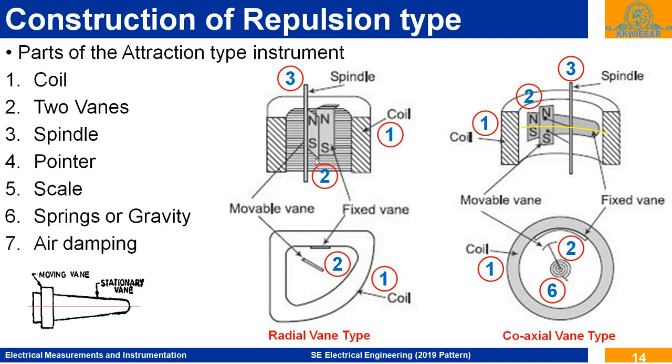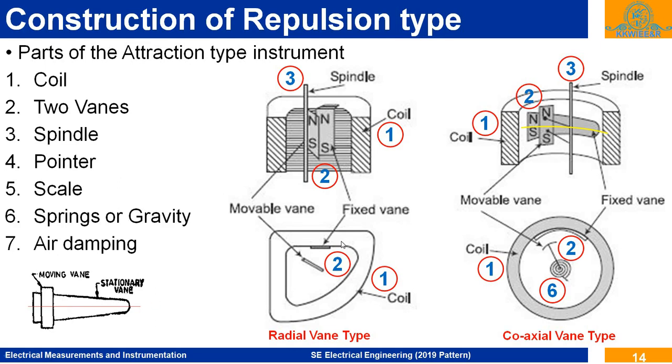So these are the parts: coil, then two vanes, one fixed and another moving, then a pointer, scale, spring or gravity control, and balance and control weights are provided. And air damping is provided.